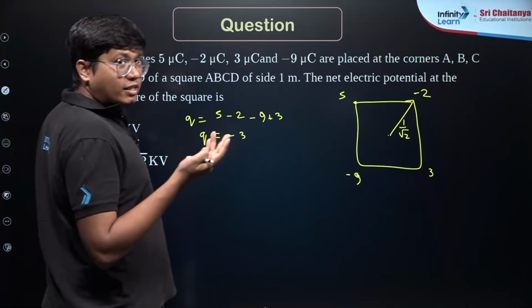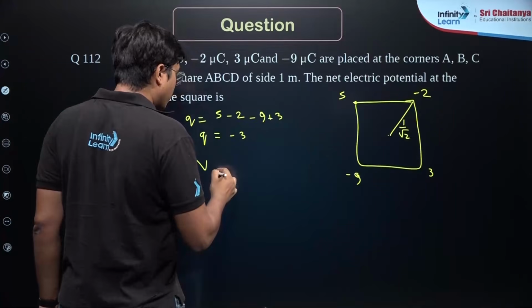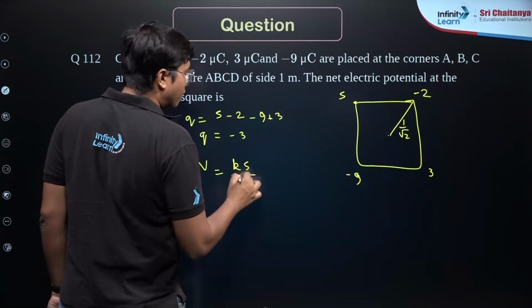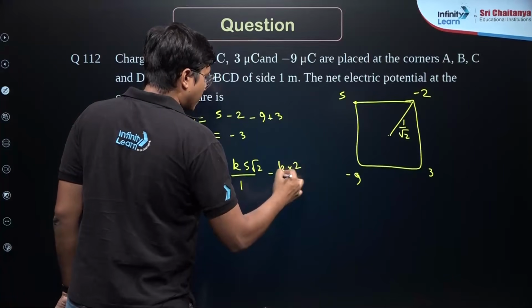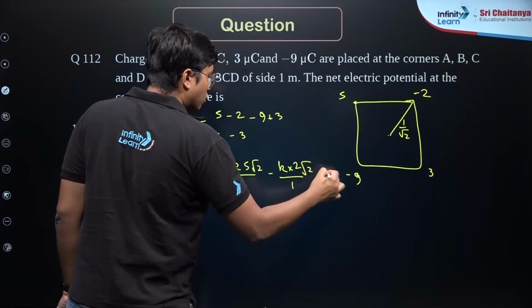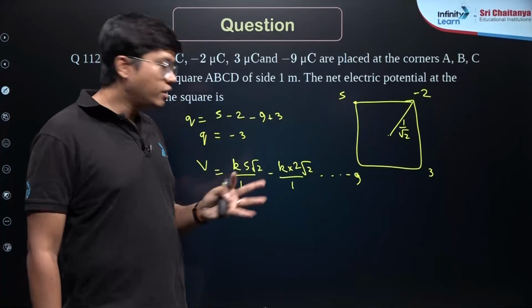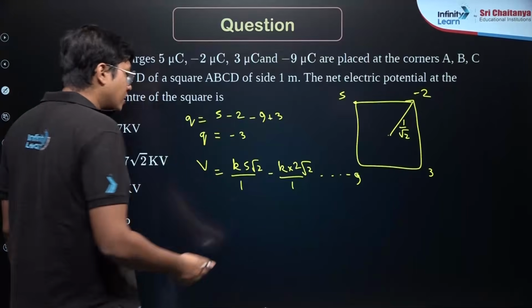Now why do I get the net charge? Because at the end, if I were to go with the detailed calculation, I would have put k into 5 divided by 1 by root 2, then minus k into 2 divided by 1 by root 2, so on and so forth. At the end, this k into 1 by root 2, I could have pulled out as a constant, and at the end of the day added the charges. So these are the shortcut tricks that save you time.